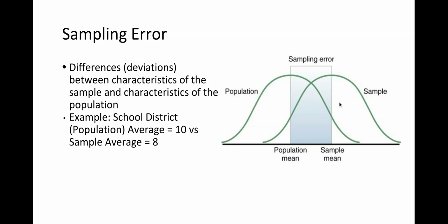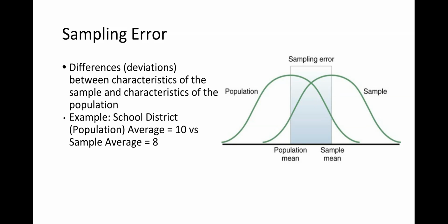So in this case, you can compute two. Population average is 10, sample average is 8. You can compute the deviation as 2, right? But what if you do this sampling many times? What is the average of the deviation between the sample means and the population mean? That is the definition of sampling error.